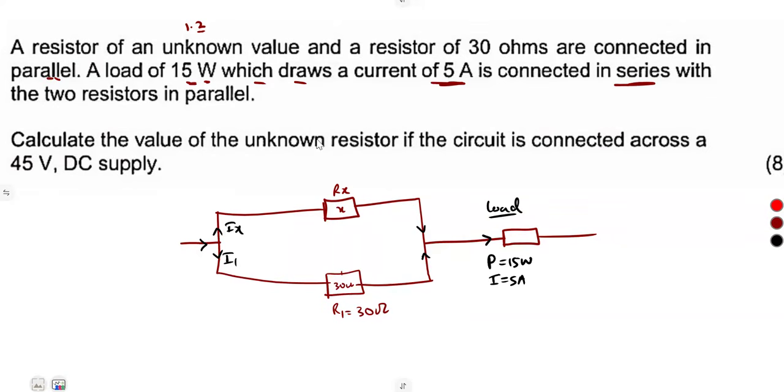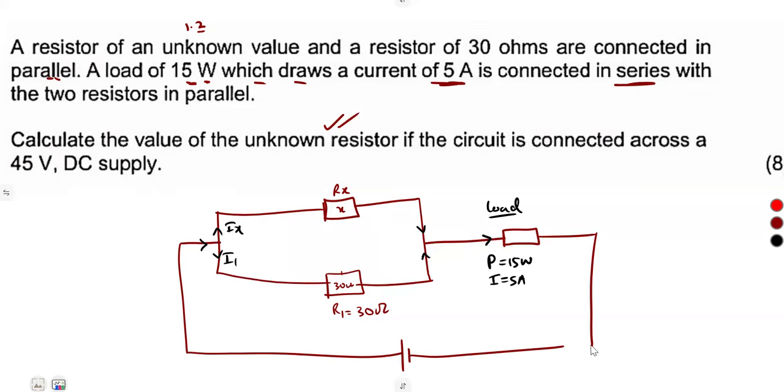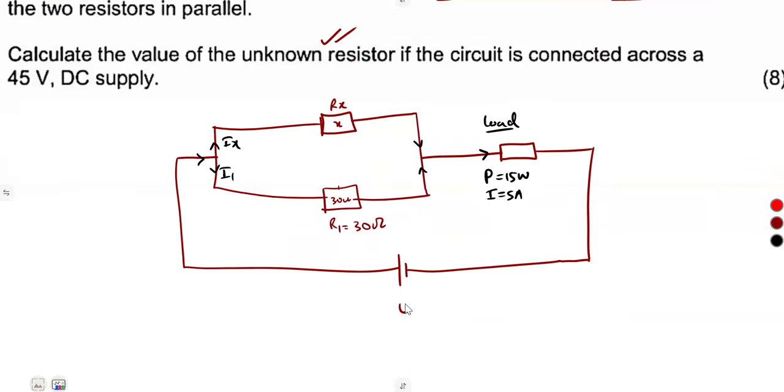Calculate the value of the unknown resistor if the circuit is connected across a 45 volt DC supply. So this is part of our electric circuits, all right? It is connected across a 45 volt DC. What will be the value of the unknown resistor, Rx? It's in parallel. What we can do is just play around with the question, guys.